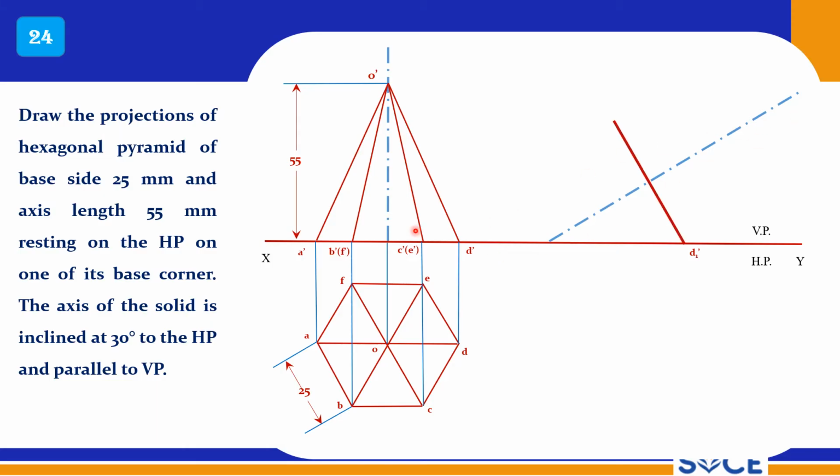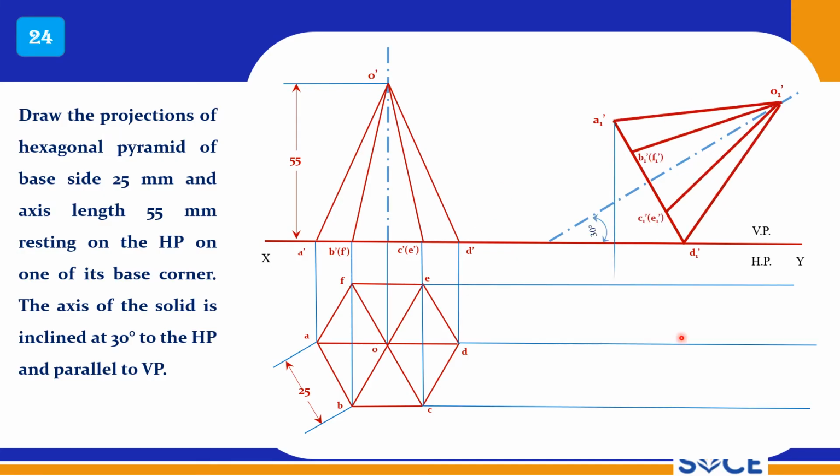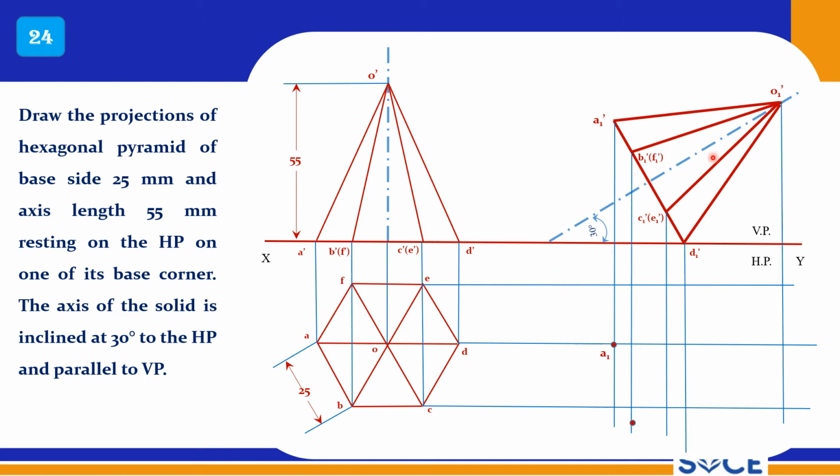Draw the axis and reproduce this view here. You can use the trigonometry concept, that will be simpler, or if you can use the drafter effectively, you can do it in no time. You can easily do it. So this is the final tilted view, and the final top view can be drawn here.